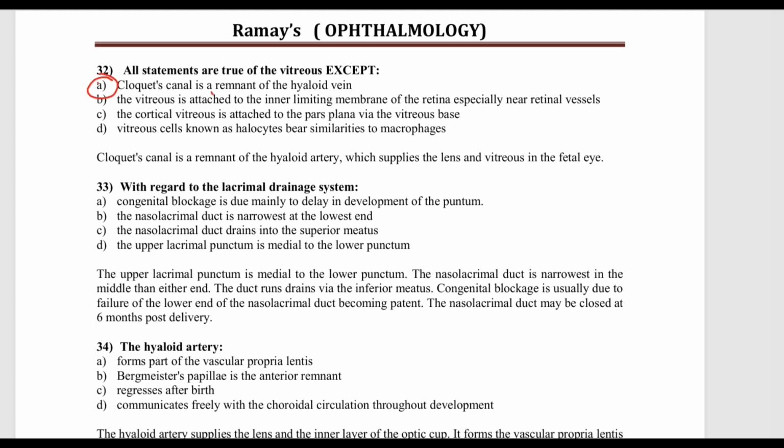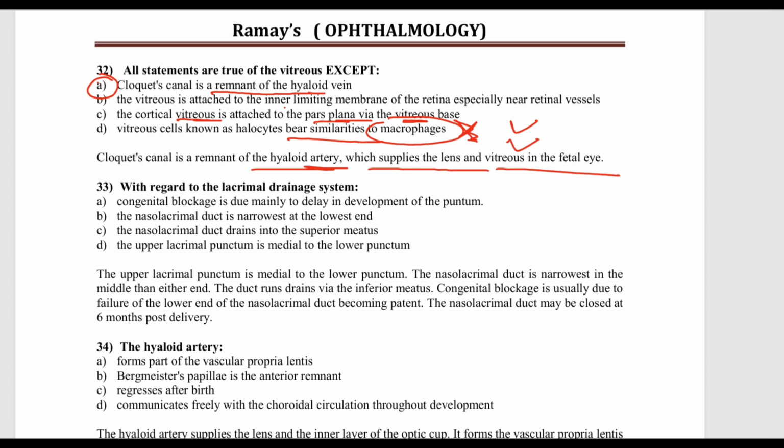The cloquet canal is the remnant of the hyaloid vein? No, this is the remnant of the hyaloid artery, which supplies the lens and the vitreous in the fetal eye. Okay. The other correct statements are very important, like the cortical vitreous is attached to the pars plana by the vitreous base, and vitreous cells bear resemblance to macrophages. Please remember this.